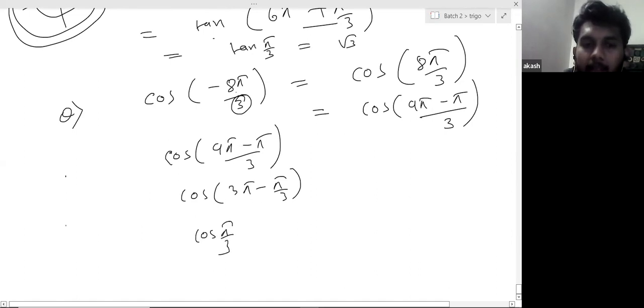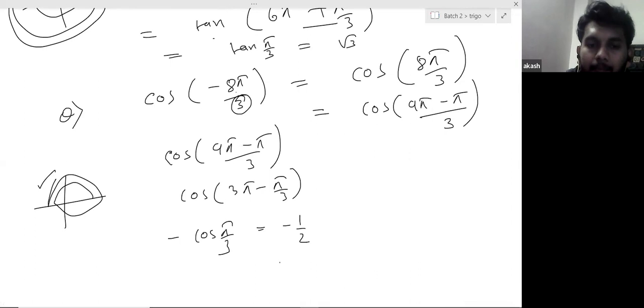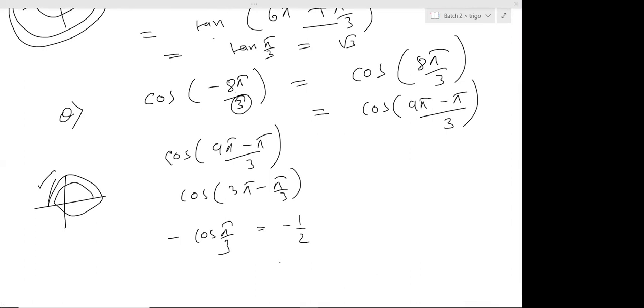In which quadrant will it lie? 3 pi is pi, 2 pi, 3 pi, minus pi by 3. So second quadrant, cos is negative. So this is minus half. All right, this is clear.